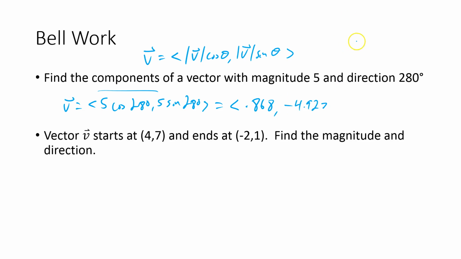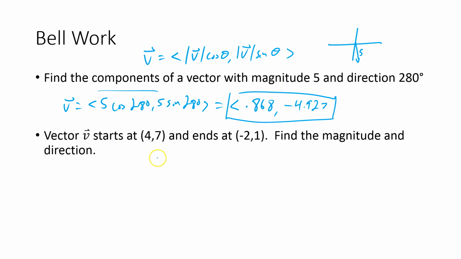Let's think about where this is. I should follow my own directions and draw a picture first. So magnitude of 5, direction of 280. 280 is just past 270, so it's going to be right about here. Magnitude of 5, so just barely past that mark. So that makes sense that the x-coordinate is really small, and the y-coordinate is negative and really close to 5. Okay, so we got our components of that vector right there. Not too bad, just use the formula.